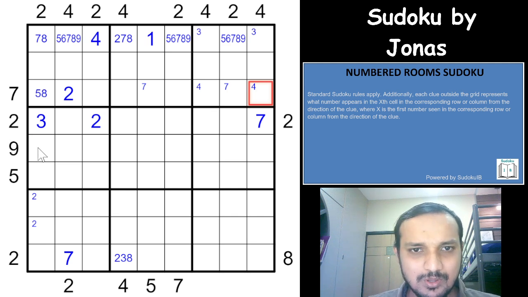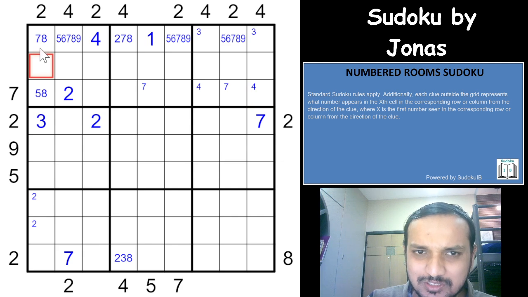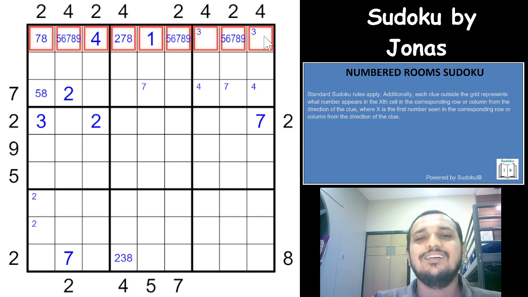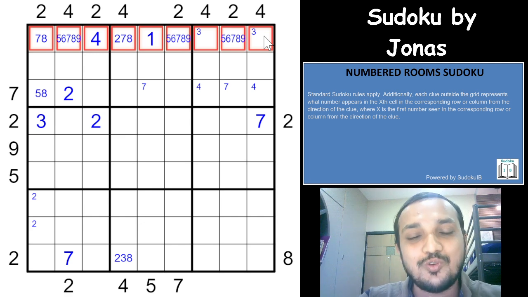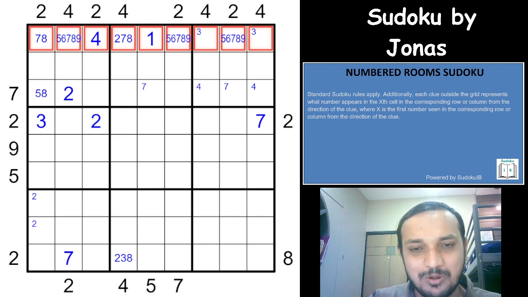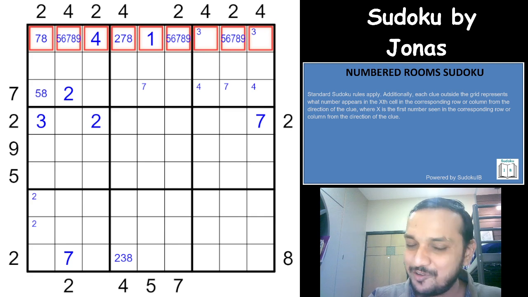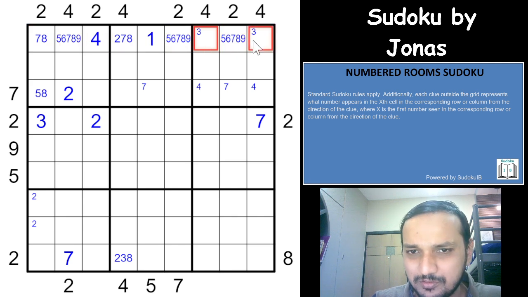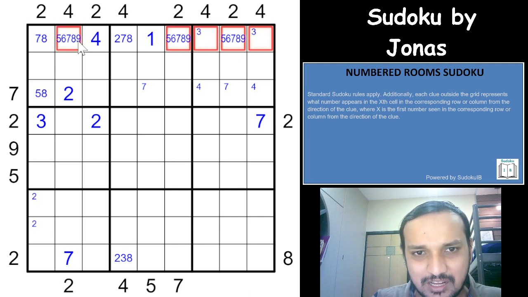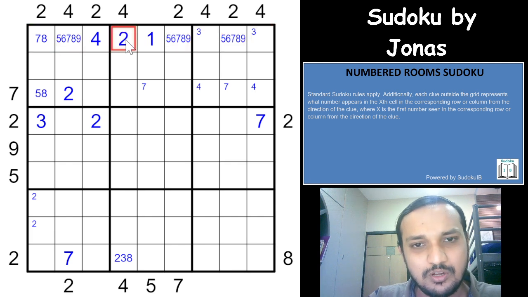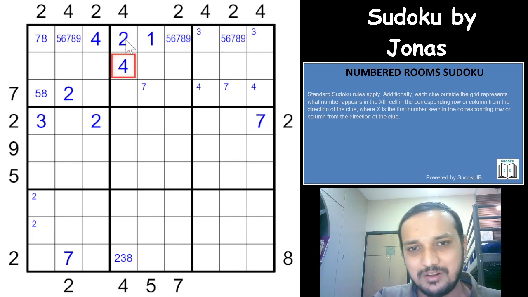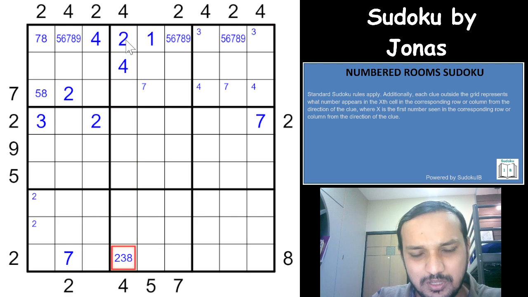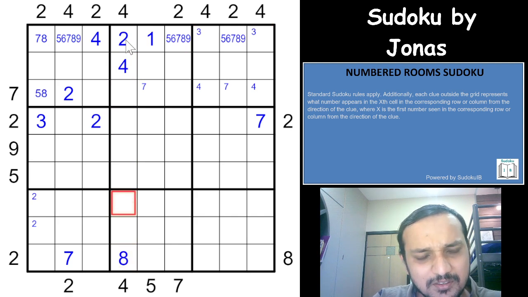Now where can a 2 be on this row? This is one of the most amazing numbered room Sudokus I have ever solved. I have created so many, but this is mind blowing. You cannot have 2 in these 2 cells, because again then 4 would have to be in one of these 2 cells. So none of these cells can have a 2. The only place for 2 in row 1 is this cell, that gives you a 4 here. That should be 8 here.